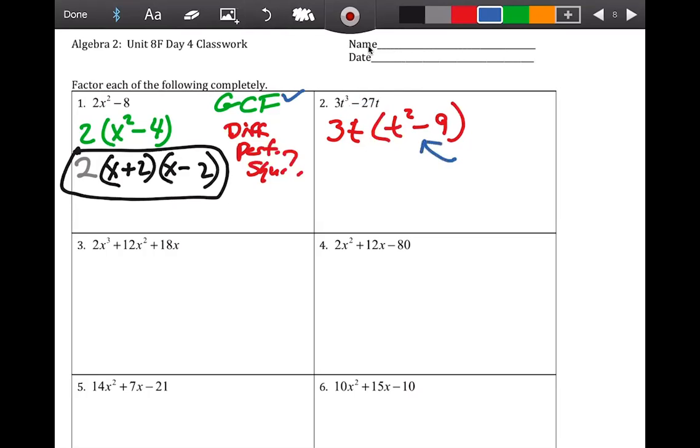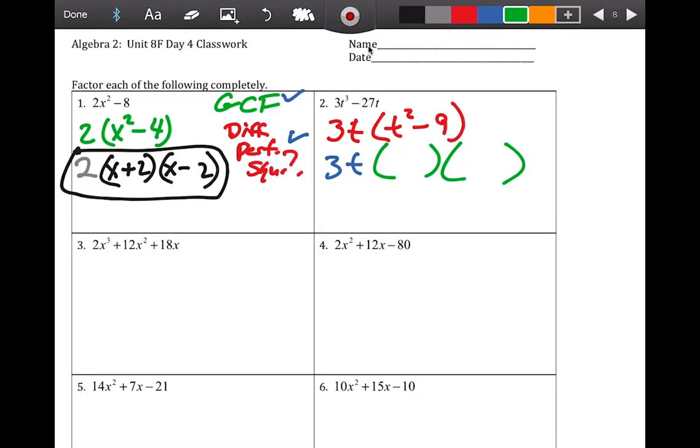Now, can we factor t squared minus 9? Is it the difference of two perfect squares? Yes. Difference means subtracting. That's a perfect square, and that's a perfect square. So yes, we can absolutely factor t squared minus 9. You know what it is? If you know what it is, shout it out.